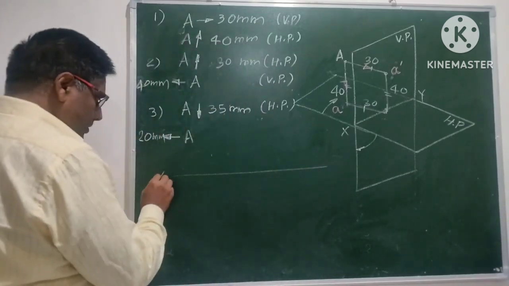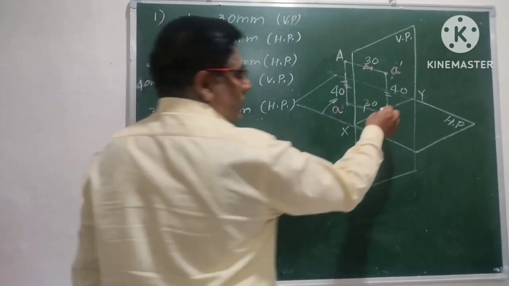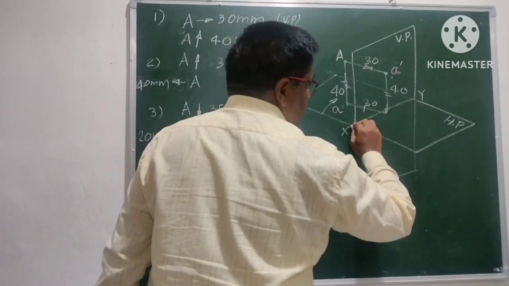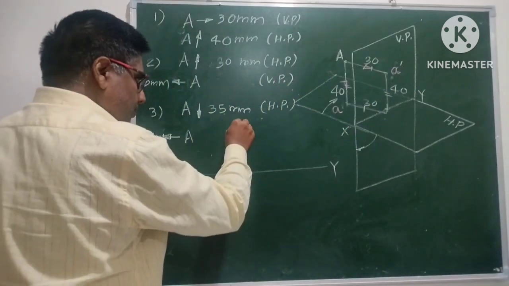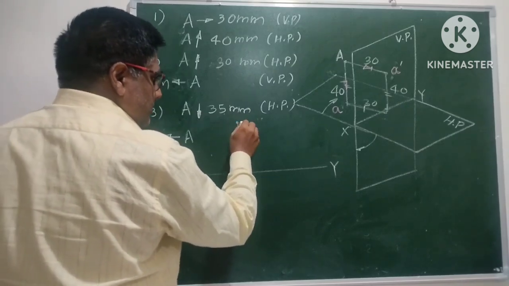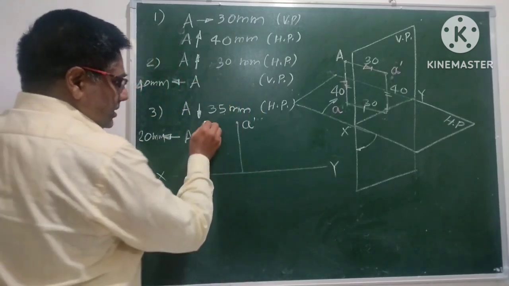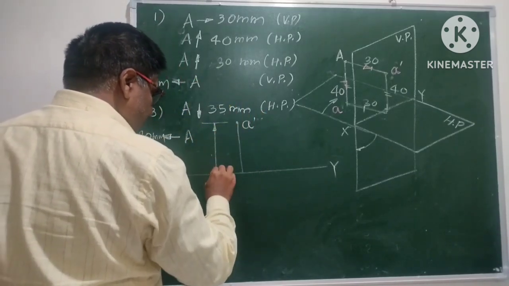First, draw the XY line. Straightaway draw this front view. Where will it be? It is 40 mm above the XY line. Take a 40 mm distance. Draw this front view here as A dash. This distance is 40 mm.